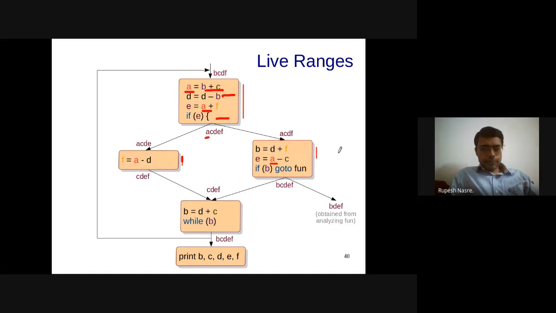Similarly, I would like you to draw the live ranges of other variables B, C, D, E, F across all basic blocks. So as far as A is concerned, there is no other place where A is live. So the computation of A's live range is done. Let's go to B, C, D, E, F. So please draw that in your copies.